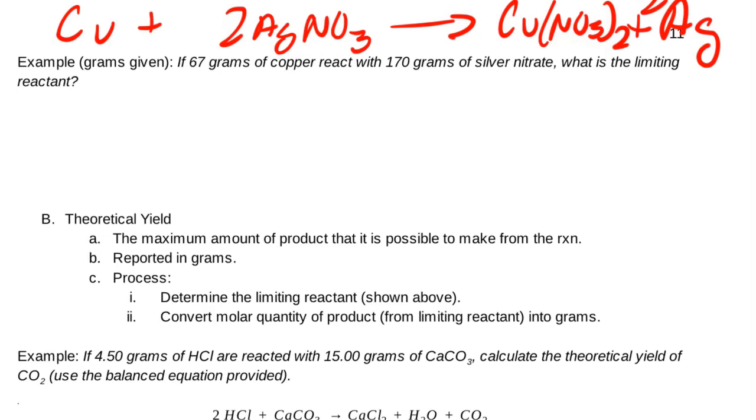67 grams of copper reacts with 170 grams of silver nitrate. What is the limiting reactant? So in this example, folks, the author gives us grams to work with. And so we're going to need to go from grams to moles to moles here. So we're going to need to convert from grams to moles, and then from moles in to moles out.